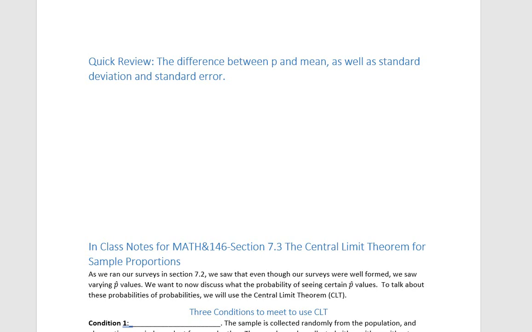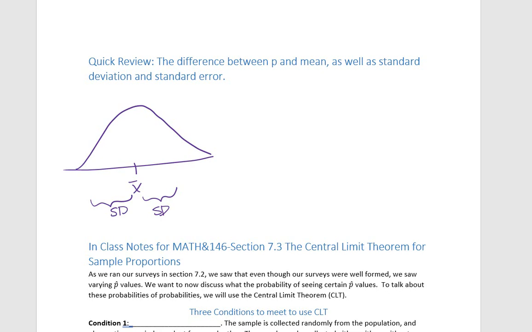All right, so we're going to start off, before we get into 7.3, with a quick review about what's the difference between p and the mean, as well as standard deviation and standard error. So on one side, we have the mean, and then we have how far we expect each observation to be off, which is the standard deviation.